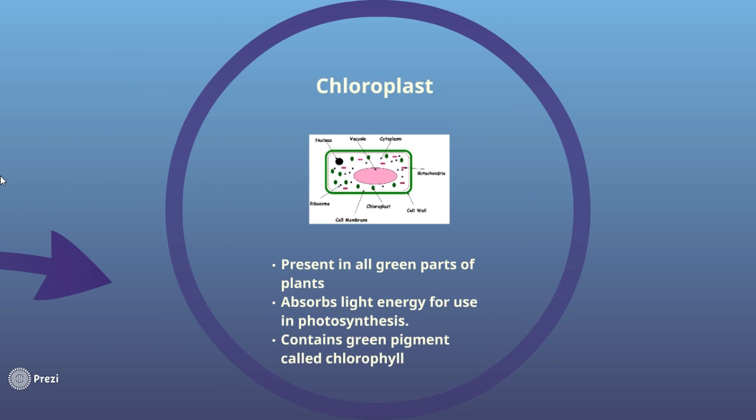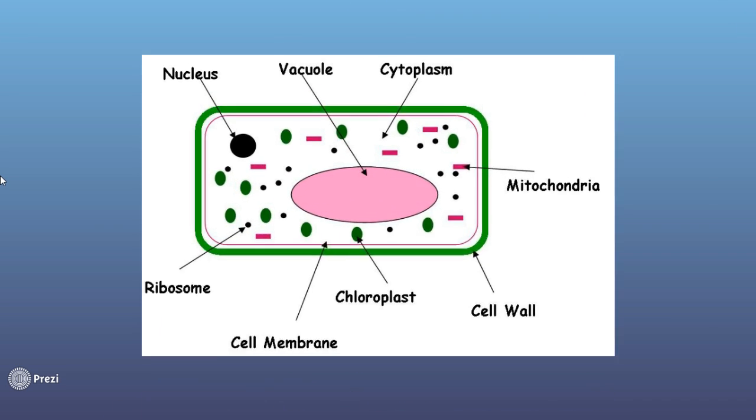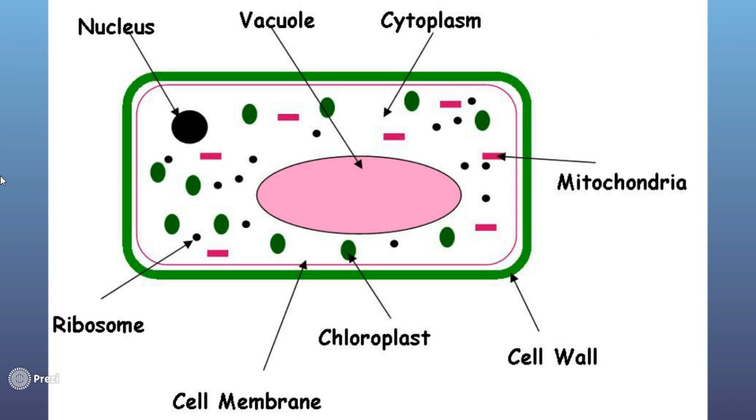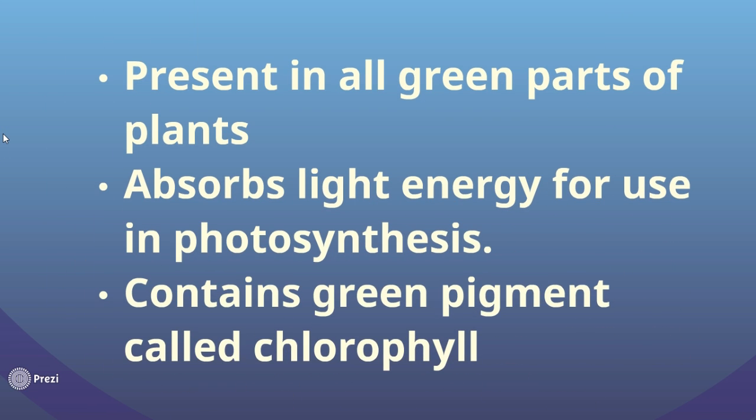Next is the chloroplast. The chloroplast is a very unique part of a plant cell, present in all green parts of a plant. Chloroplast contains a green pigment called chlorophyll, which gives the green color to plants. Chloroplast absorbs light energy, which is then used for the process of photosynthesis, which we will discuss in later chapters.